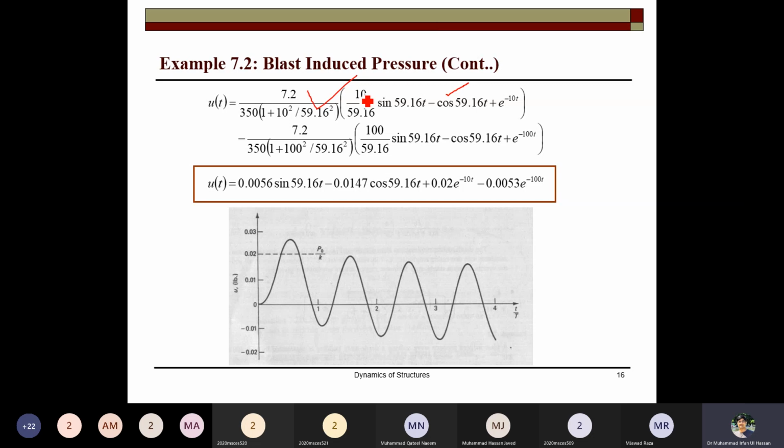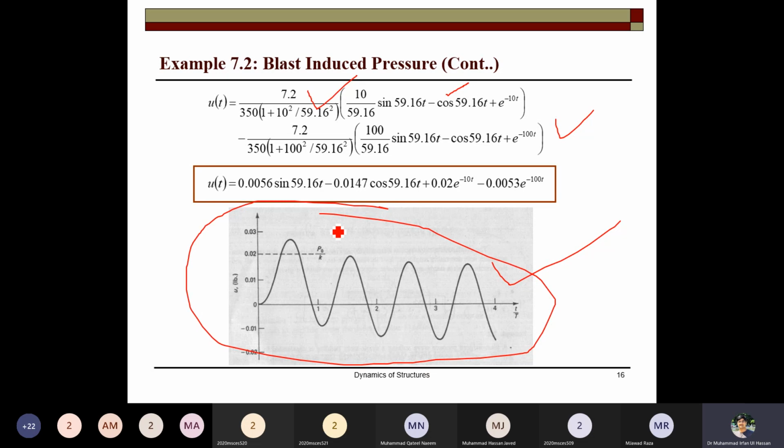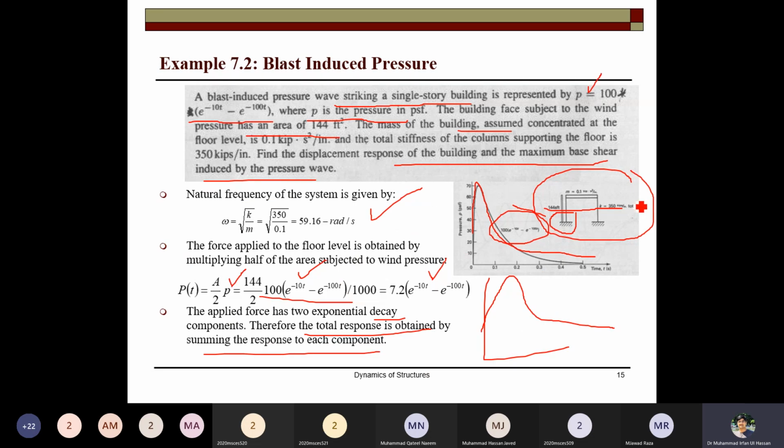So this is due to the blast induced pressure. Putting the value of all this, you can solve the response of the system in terms of time t, and you can vary the time. Now vary the time, put different intervals of t over T, and you can plot the response of the structure top displacement u.